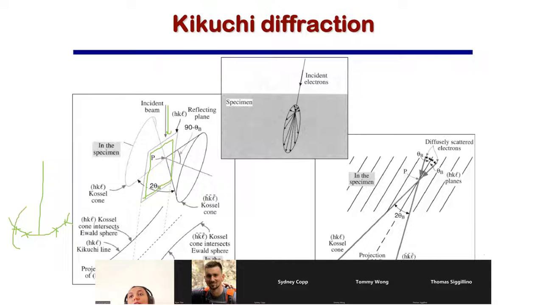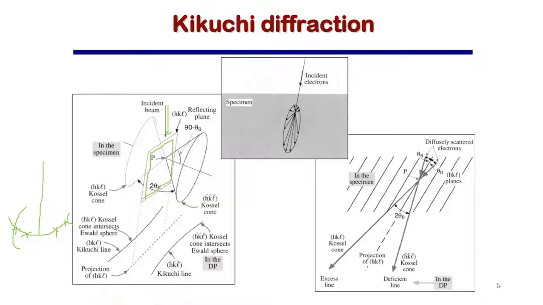So now if you see here, okay, this was easy. Now here, if you see that you have a plane and these are your scattered electrons. So here at the center, it is forming the projection of the HKL plane. Here is the projection of the HKL plane, exactly this. And here is your cone, which represents your plus G and minus G. This is your excess line. This is your deficient line in the diffraction pattern.